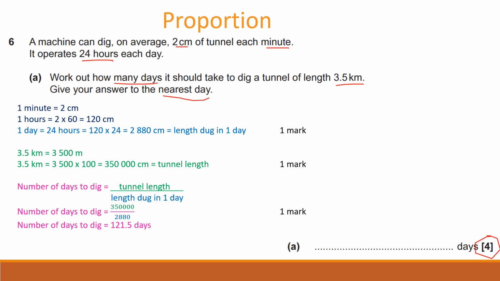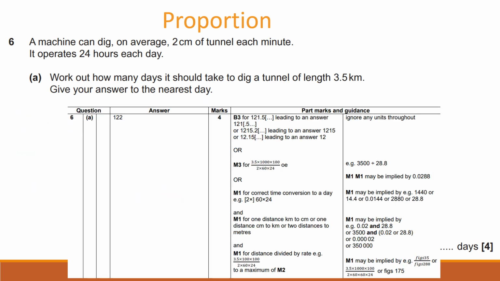Now we need to give the answer to the nearest day. So remember in the question it says to the nearest day. So we need to round that to give me 122 days for 1 mark, which is your final answer for the 4th mark. You can see on the mark scheme, it is 122, 4 marks in total for this question.